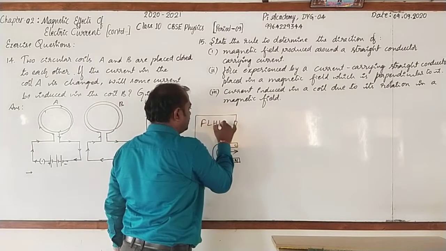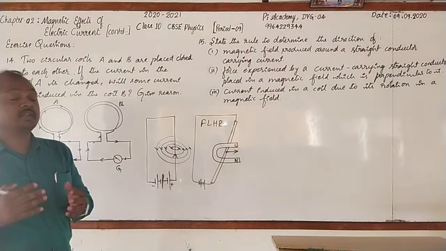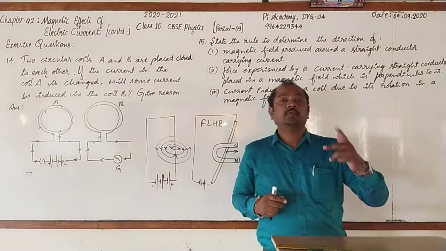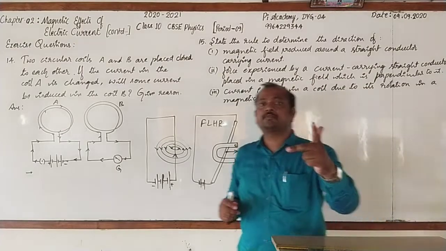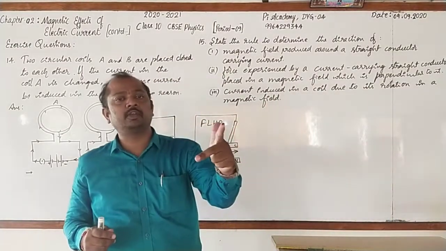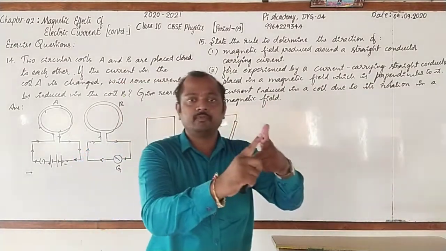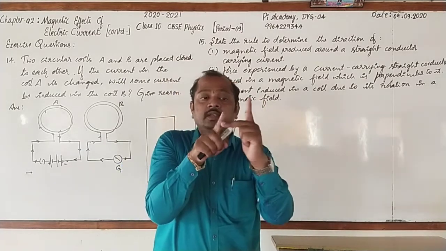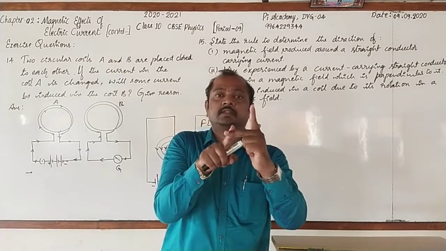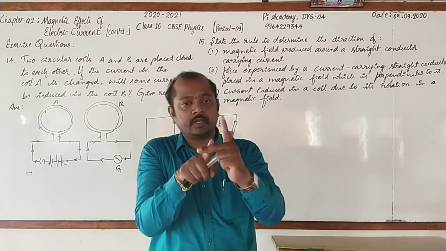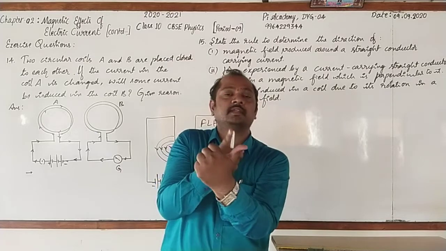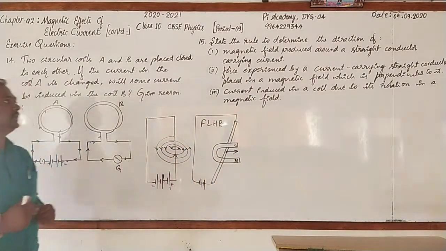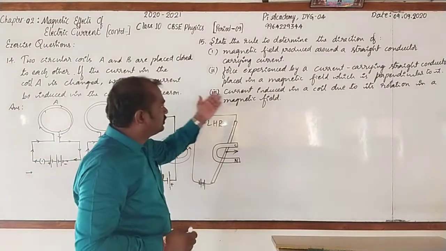Yes. What is that? Fleming's left hand rule. What is the statement of this? Yes. According to this rule, we have to arrange the first three fingers of our left hand mutually perpendicular to each other. If the forefinger indicates the direction of the magnetic field and the middle finger indicates the direction of the flow of current, then the thumb indicates the direction of mechanical force acting. Clear? Yes. Now move on to third one.